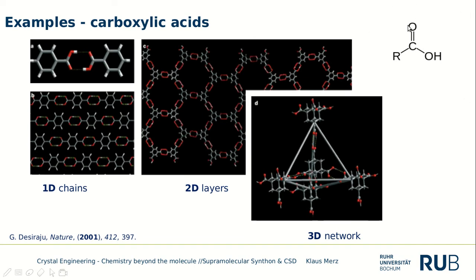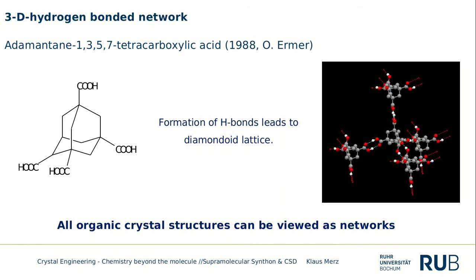Only starting with carboxylic acid, depending on its residue, different things come out. And especially the last example here, the three-dimensional network, is a very interesting compound. This is adamantane tetracarboxylic acid, and the crystal structure was published by Ermer in 1988.